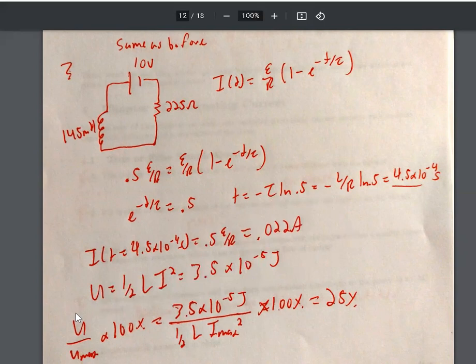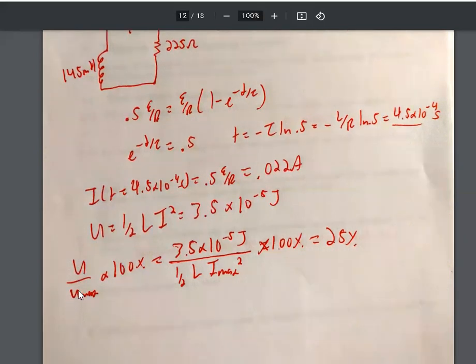So to find the percentage this is of the maximum energy, we divide this energy by the maximum energy and multiply by 100. So our energy now is this thing. And for our maximum energy, we use the same formula, but we use our maximum current. Our maximum current is the EMF of our battery divided by our resistance. And so we plug this in, we get 25%.